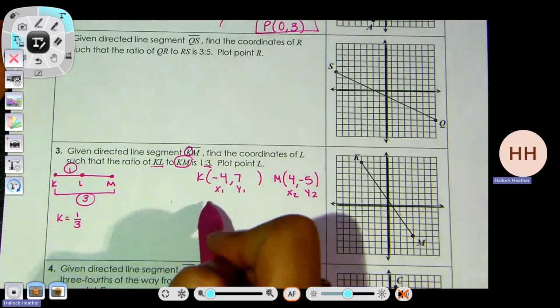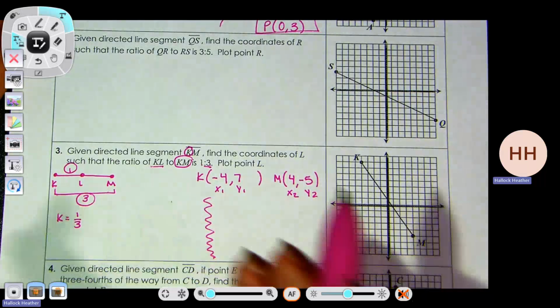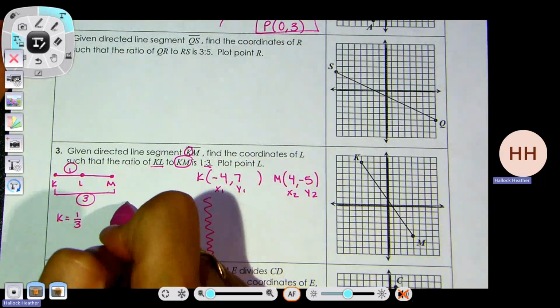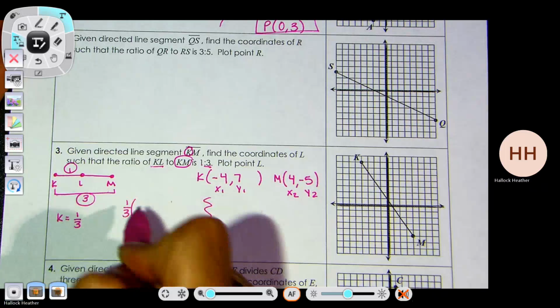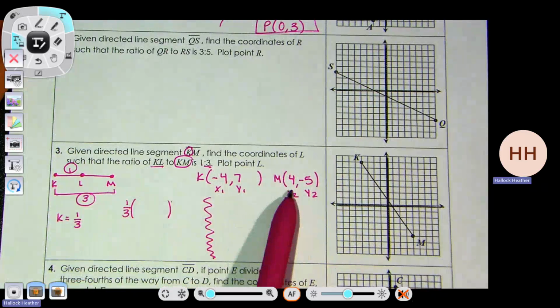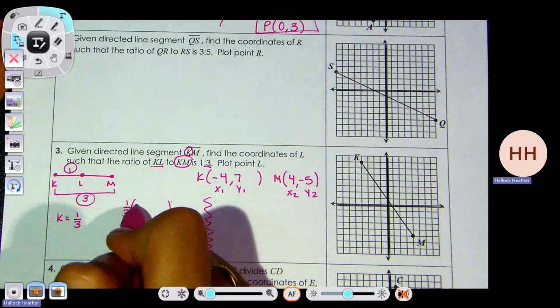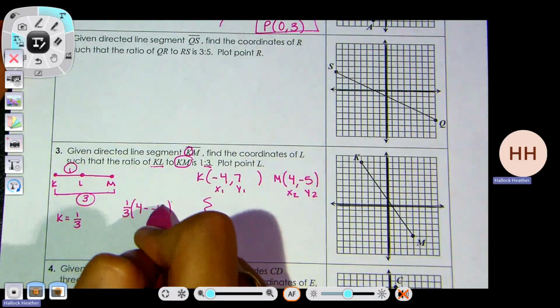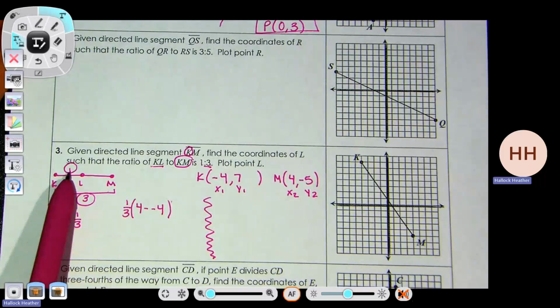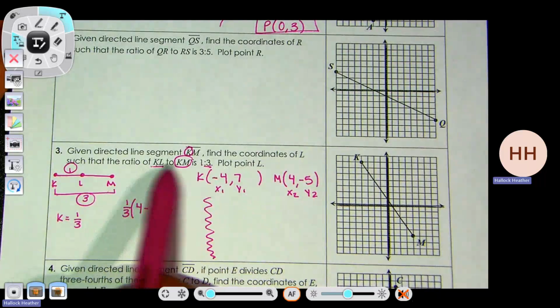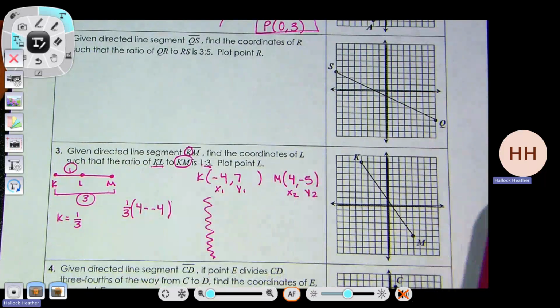So we're going to split our thing and we're going to just write it out and then we can type it in. So K is 1/3. And I'm doing x2 minus x1. So we're going to do 4 minus negative 4. Like 1 from here. So it says KL is 1. So it's like this first part.